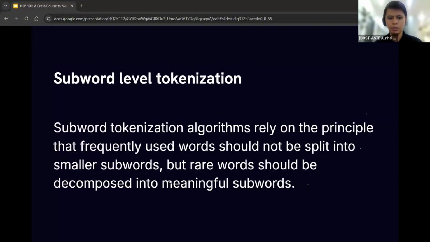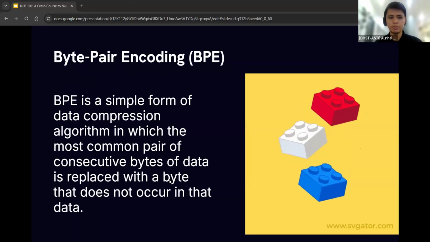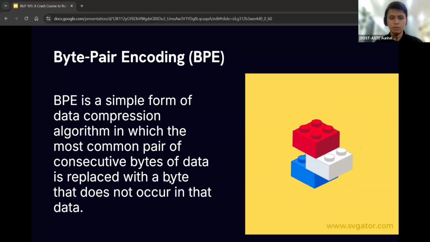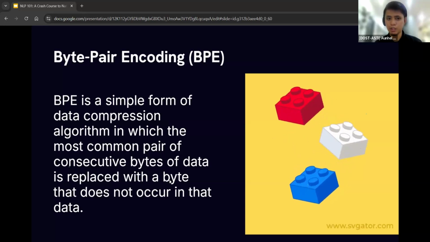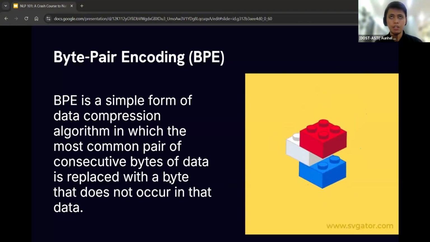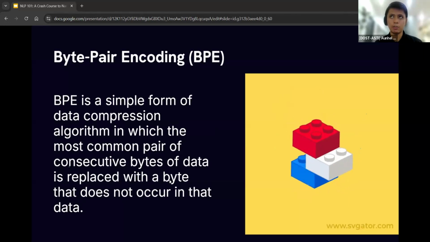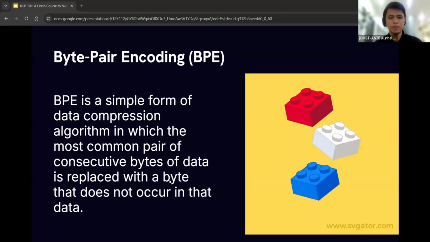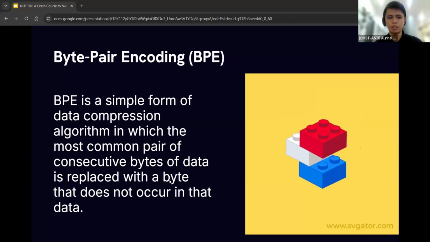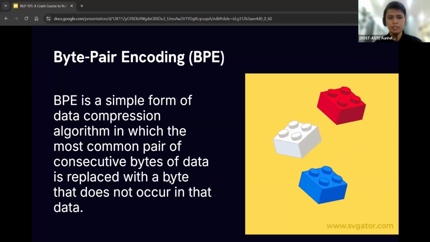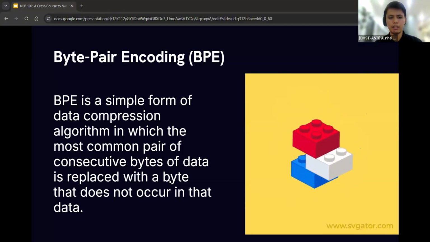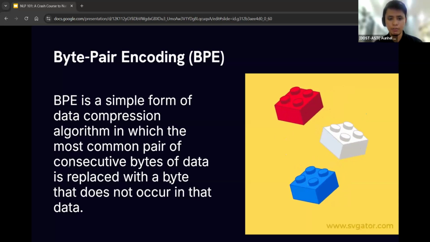Now, subwords rely on the principle that frequently used words should not be split into smaller subwords, but rare words should be decomposed into meaningful subwords. A famous example would be byte pair encoding. It's mainly used right now in state-of-the-art applications or architectures. It's the simplest form of data compression, in which the most common pair of consecutive bytes of data is replaced with a byte that does not occur within the data.